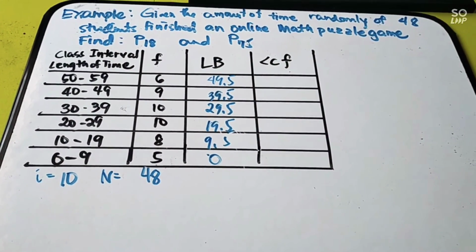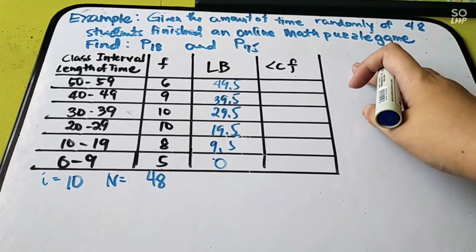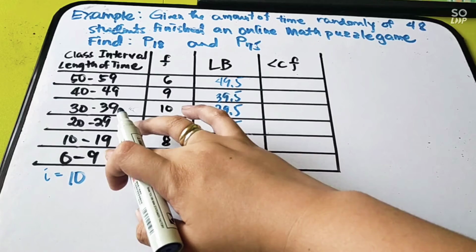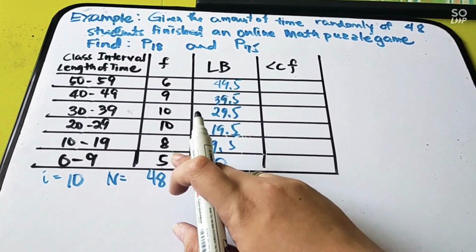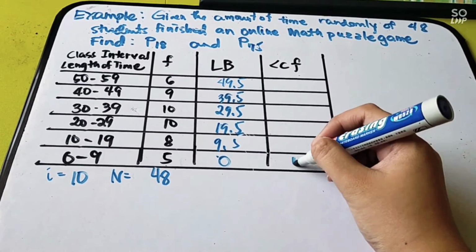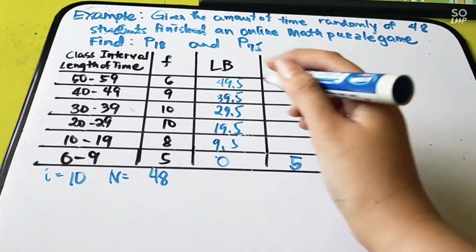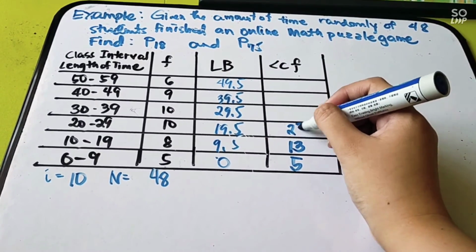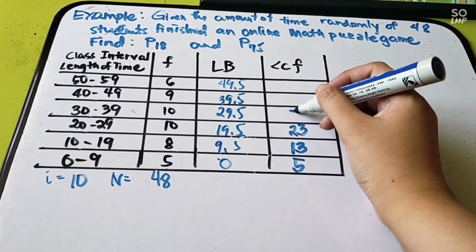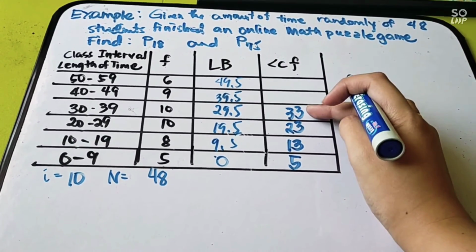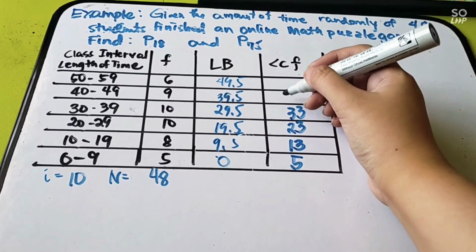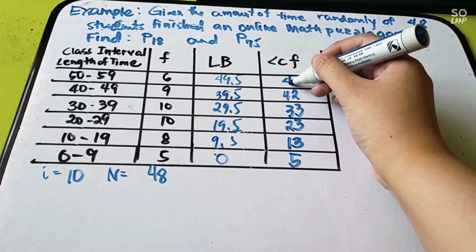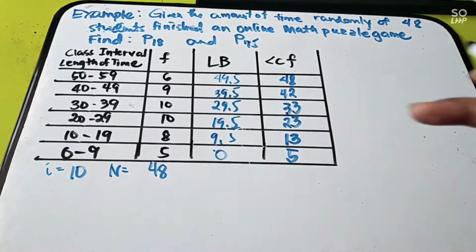Next tayo, we have here the less than cumulative frequency. Start tayo sa pinakamababang interval, which is 0 to 9. The frequency niya, which is 5. Just copy 5. Then add 5 plus 8, we have here 13. 13 plus 10, we have here 23. 23 plus 10, we have here 33. 33 plus 9, we have here 42. 42 plus 6, we have here 48. Sakto, we have 48.